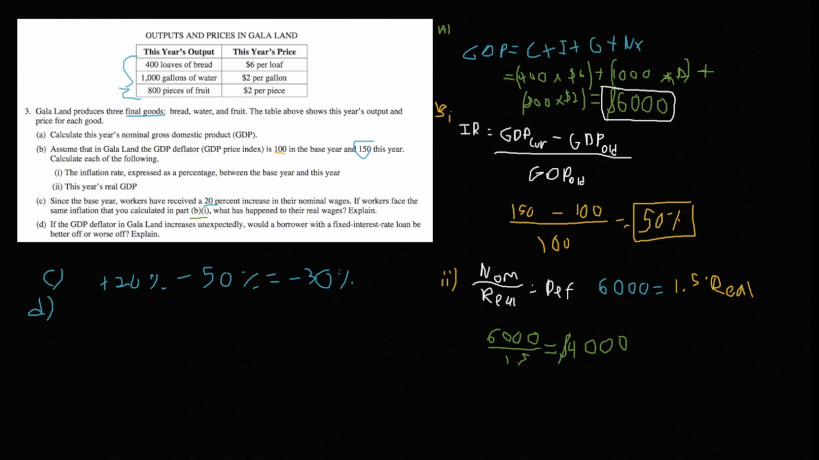All right. If the GDP deflator in Galaland increases unexpectedly, would a borrower with a fixed interest rate loan be better off or worse off? So the GDP deflator. Let's try and pick apart this question. If the GDP deflator increases, what does that mean? If the GDP deflator increases, there is more inflation. Because there is more inflation, people can essentially buy less stuff.